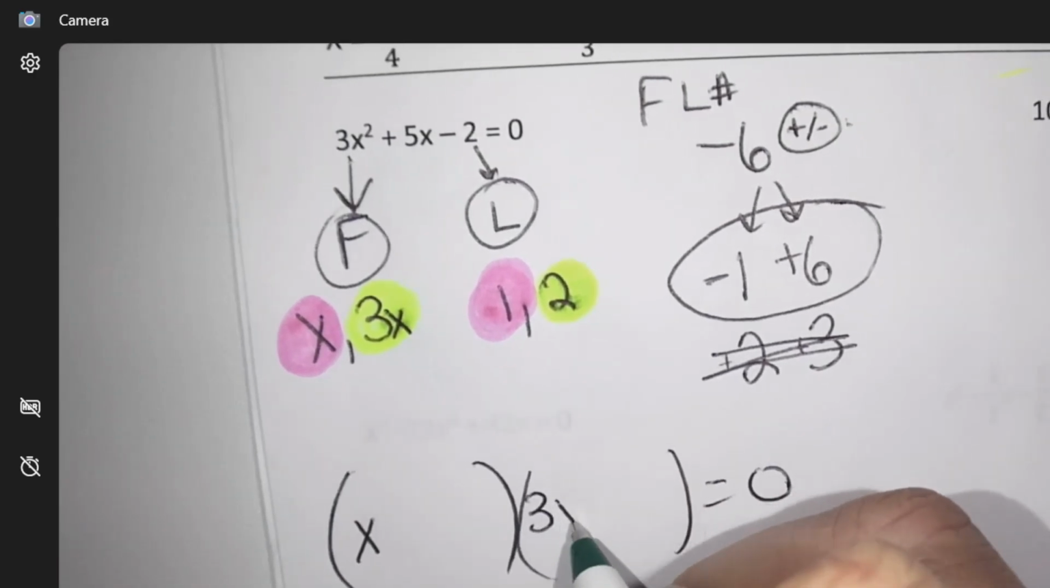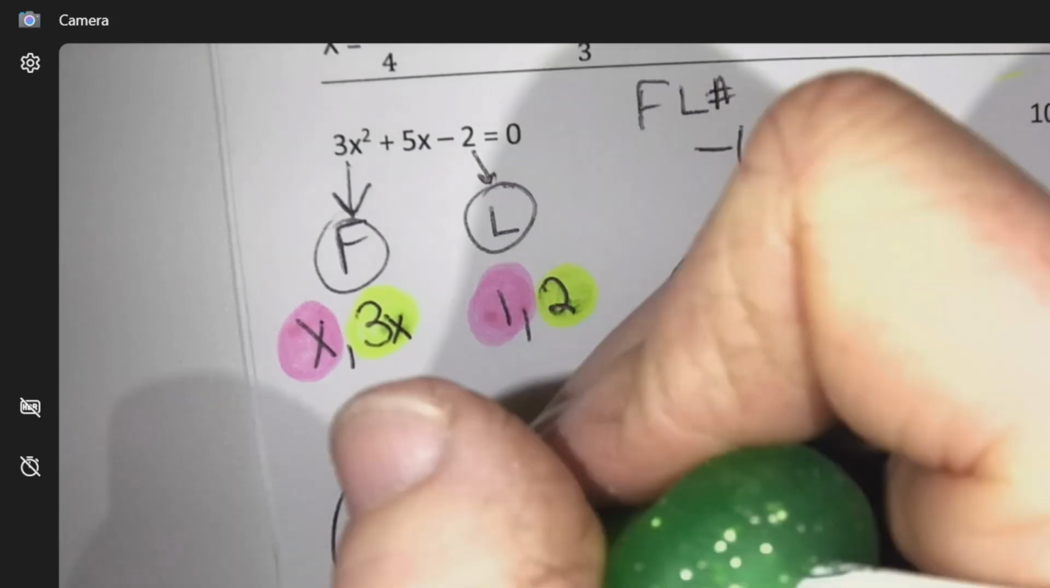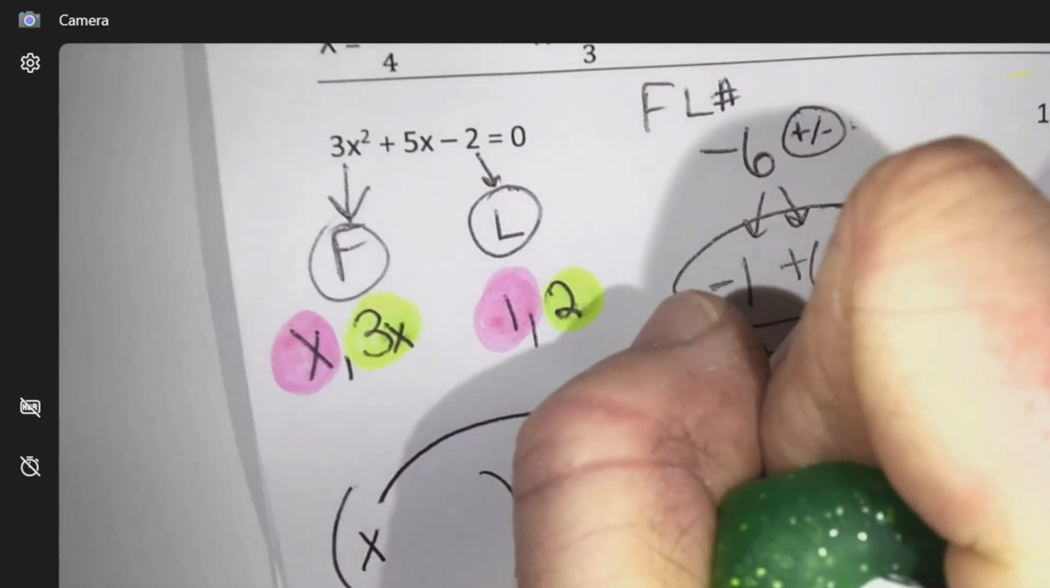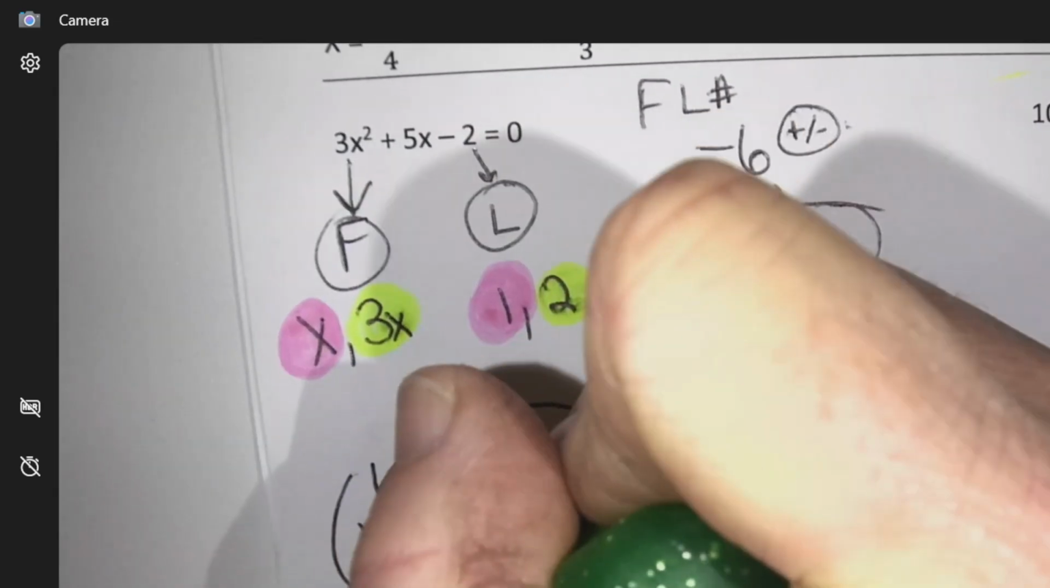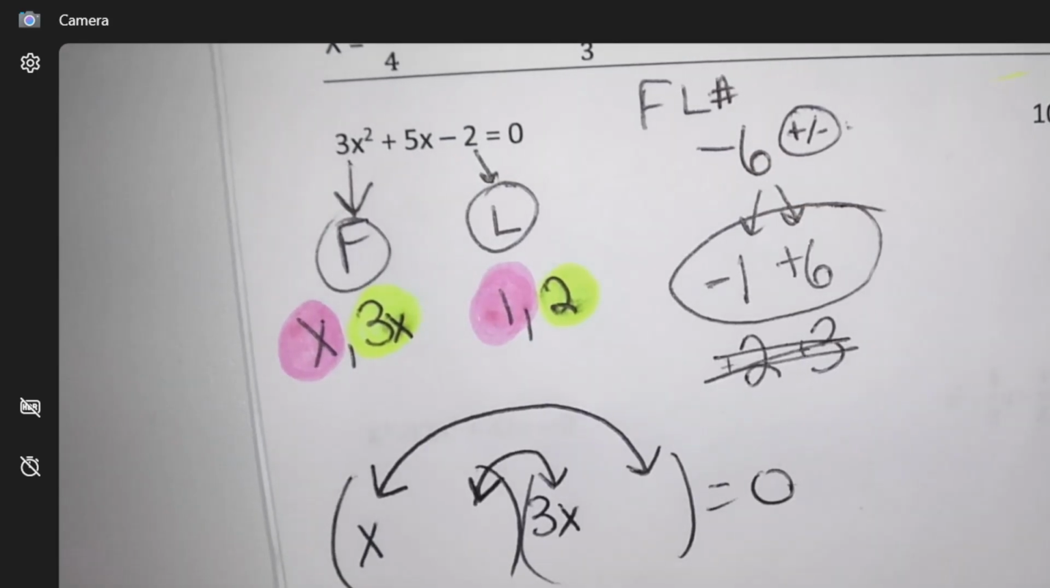1x times 3x. First times first. So I'm doing my FOIL stuff. First times first. Okay, now I need you to draw me some arcs here. Your arcs are going to connect the outside and the inside. These are the FOIL parts. Outside swivel, inside swivel.